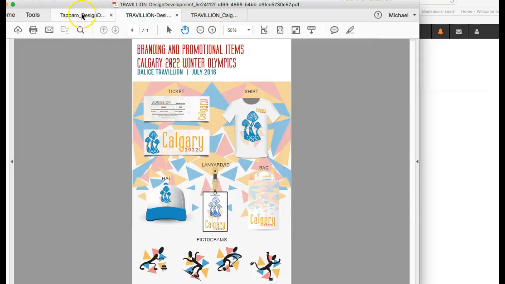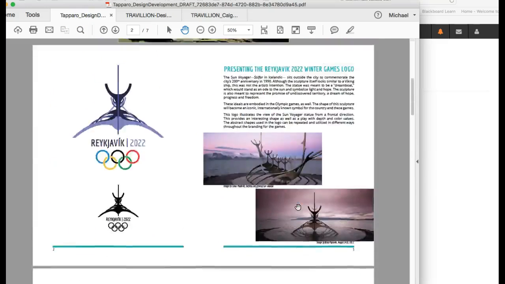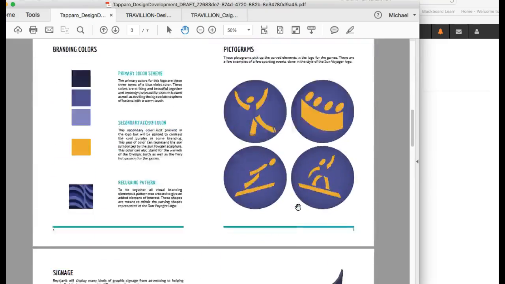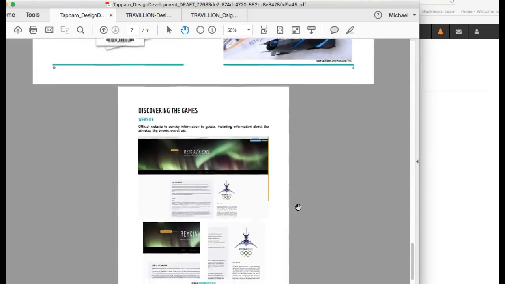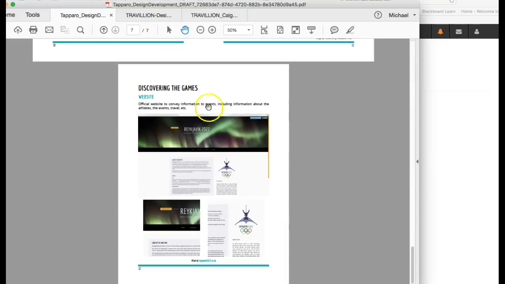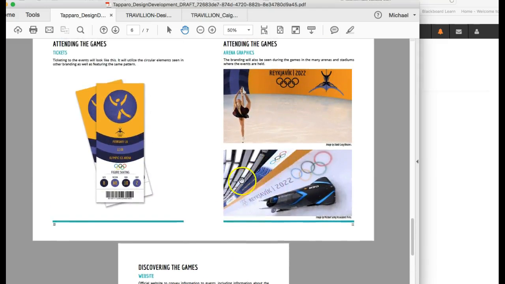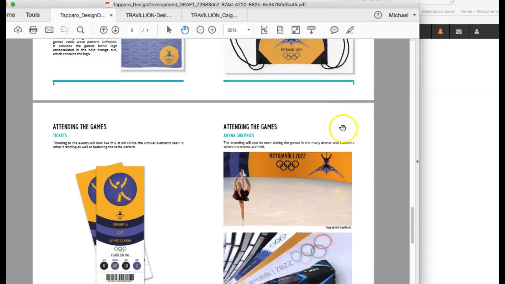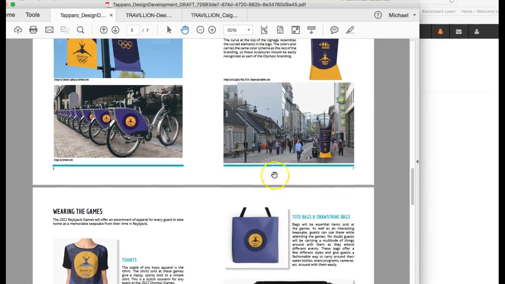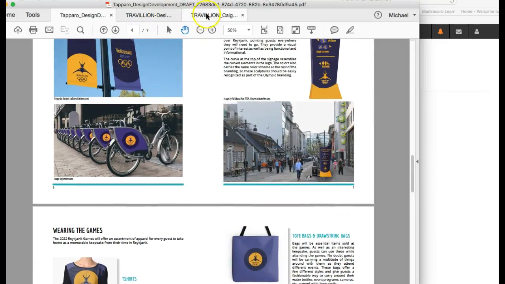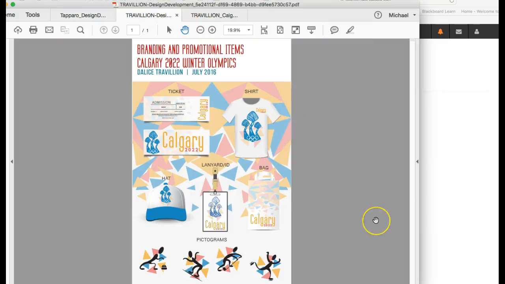I just want to show you, probably at this stage you should be as developed as, if not more developed than this. Here's a website. Here's a lot of different environmental graphics, the signs, the banners, the tickets, the inside of the arenas, merchandising, et cetera, et cetera. So think about that and think about where we need to be.